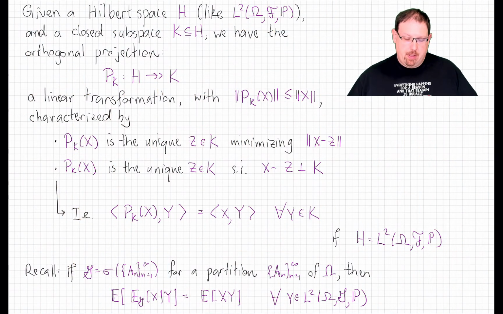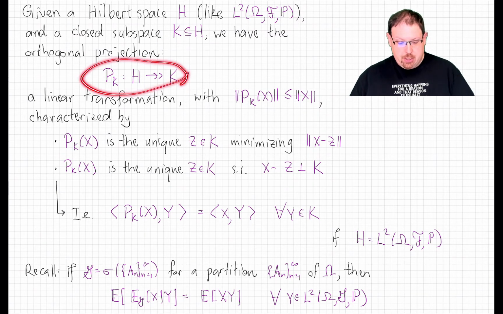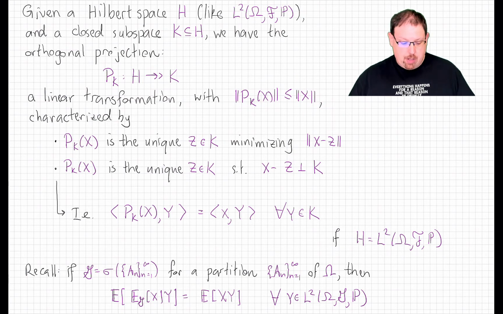Now remember, as we saw last time, given a Hilbert space, such as, relevant to us, L2 of a probability space, and any closed subspace K of that Hilbert space, there is an orthogonal projection linear transformation, which is Lipschitz continuous with norm 1. In other words, it's an L2 contraction, and it's characterized by either of these two properties.